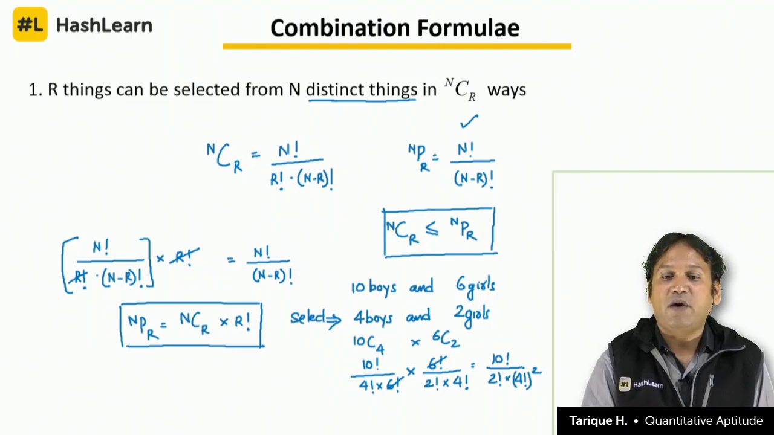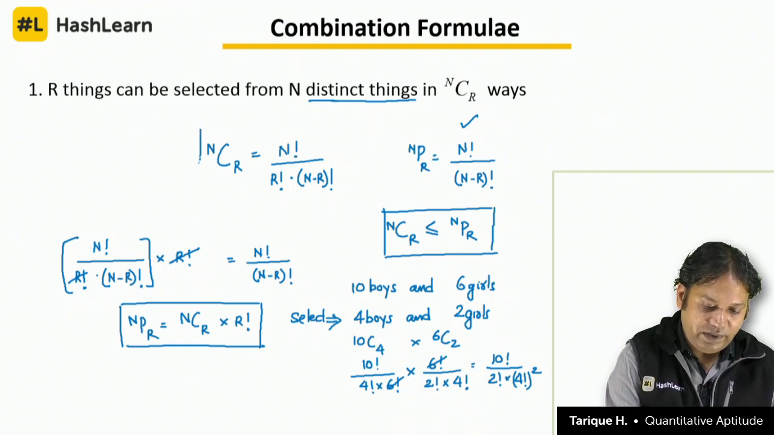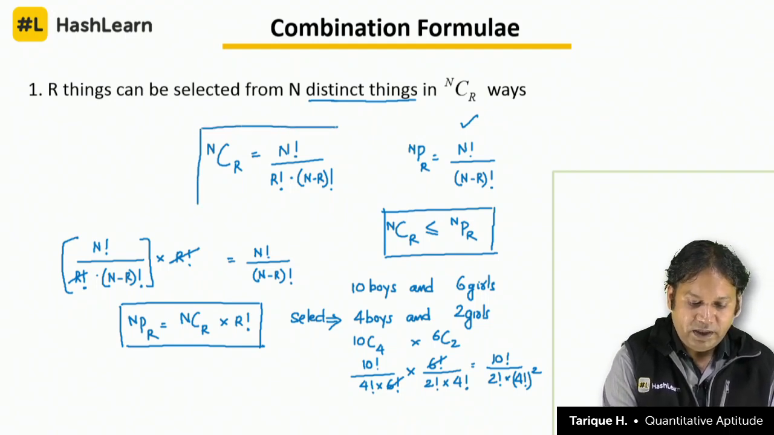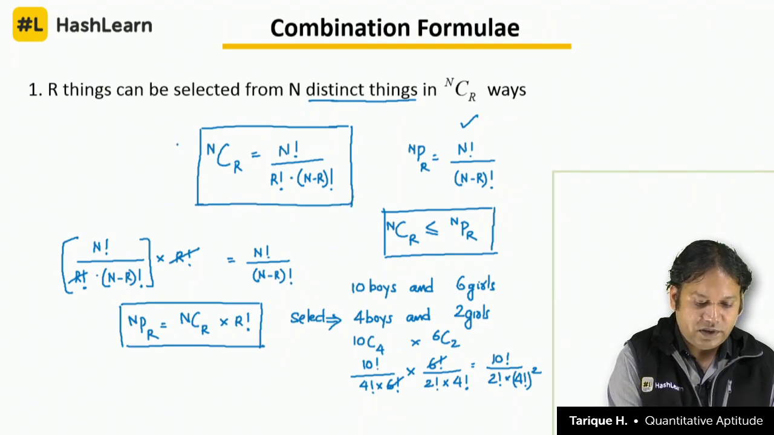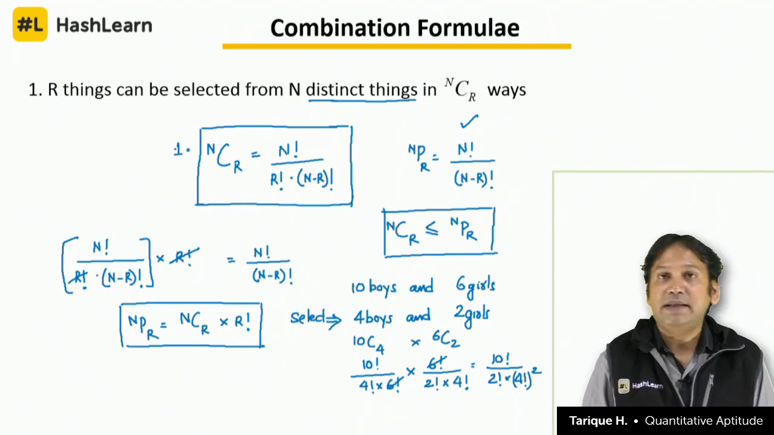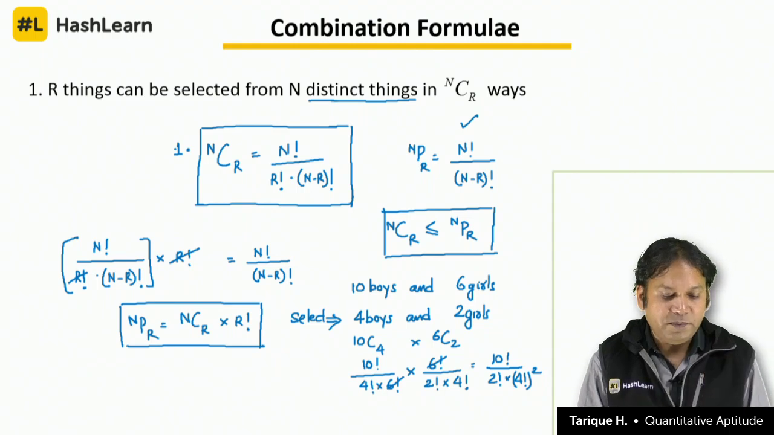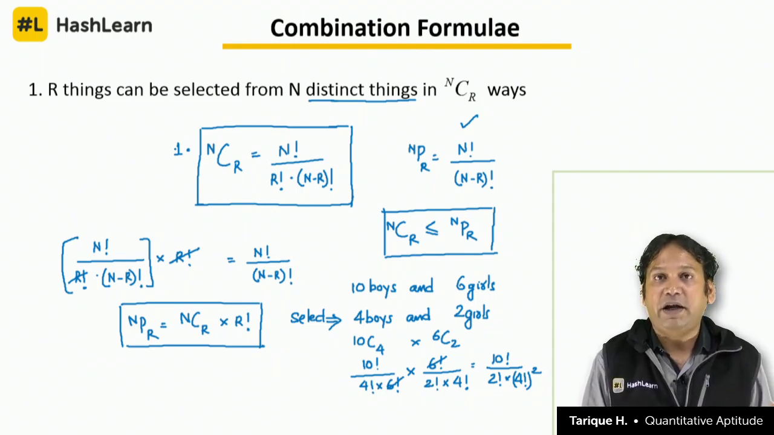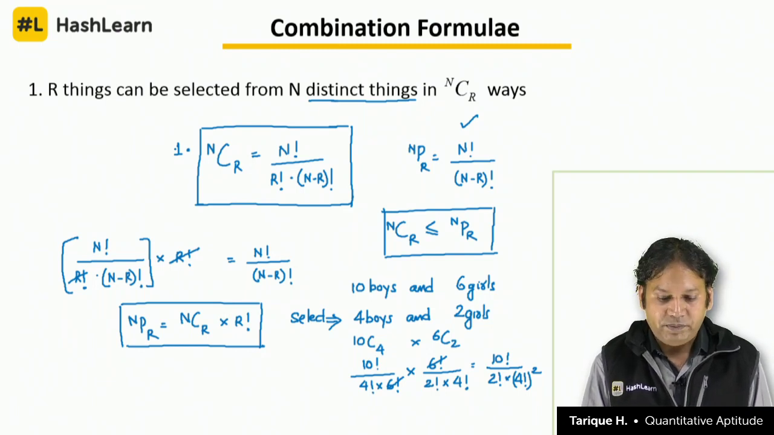How do we use the formula of combination that's in front of you? The main observation, first of all, is what this formula is. We say NCR is equal to n factorial by r factorial into n minus r factorial. This is the first thing you must understand.